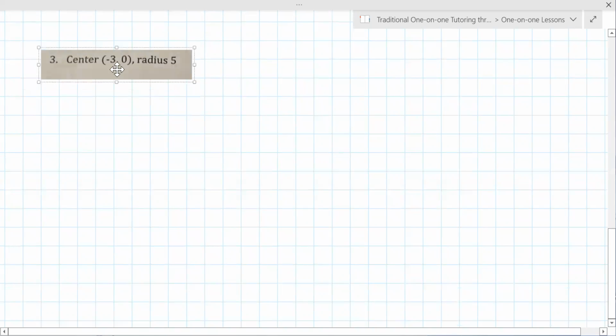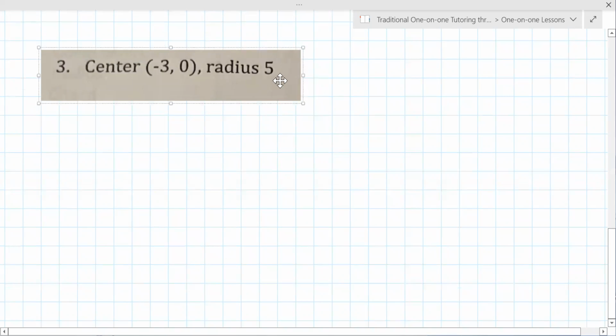All right, so here's the next problem. The center is -3, 0, and the radius is 5. I want you to tell me the value of h, k, and r. What is the value of h, k, and r in this new problem? Well, h is -3. Good. k is 0, and r is 5. Good. What does the h stand for? The h is the x coordinate of the vertex.